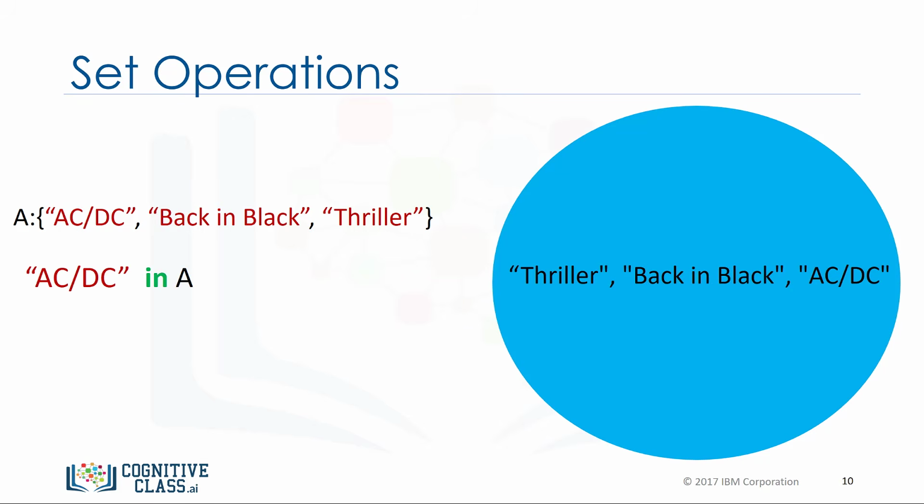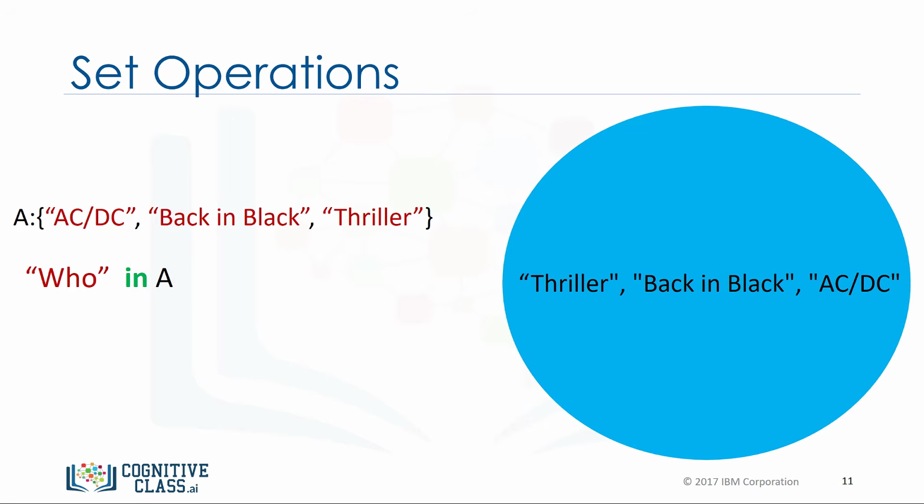We can verify if an element is in the set using the in command as follows. The command checks if the item, in this case ACDC, is in the set. If the item is in the set, it returns true. If we look for an item that is not in the set, in this case for the item who, as the item is not in the set, we will get a false. These are types of mathematical set operations. There are other operations we can do.